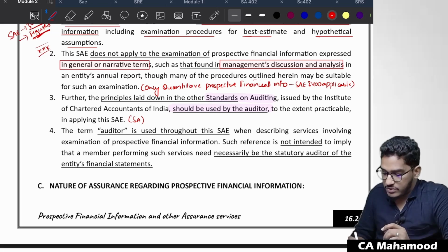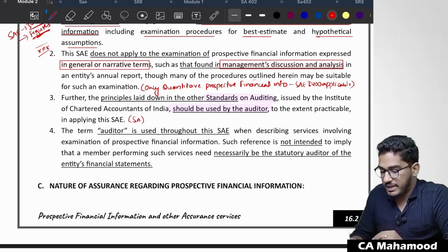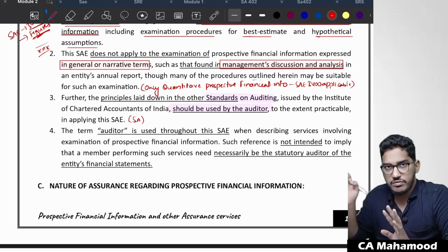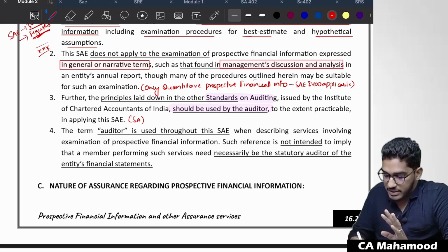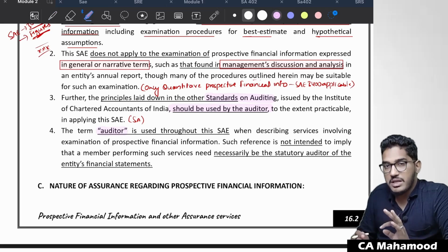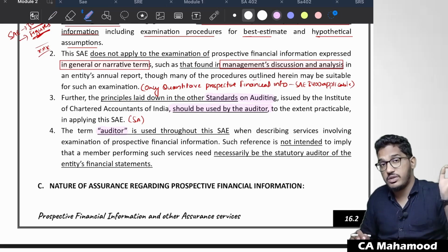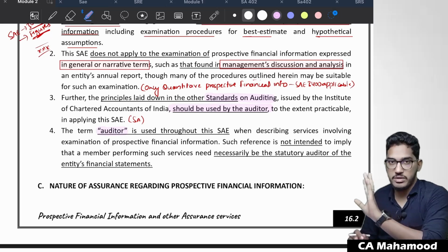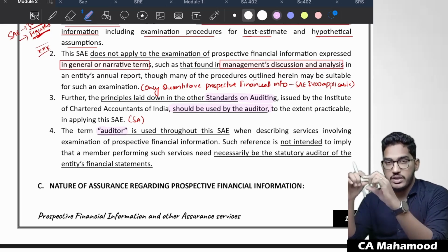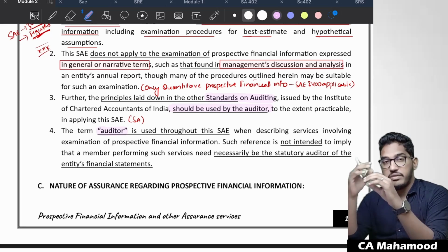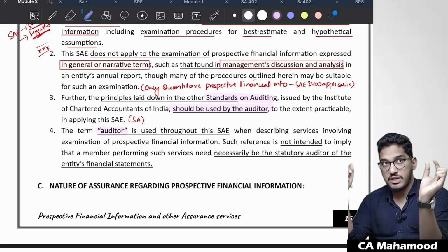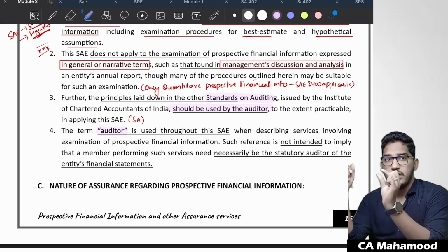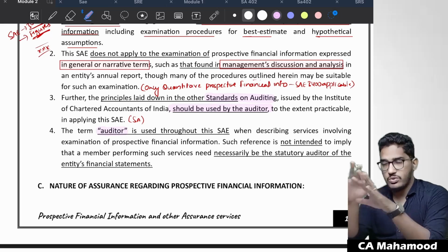The term auditor is used throughout this SAE. See, in this complete SAE 3400 also, they use the phrase auditor only. You are conducting audit of future financial information, they will say. But just because they are using the term auditor, it doesn't mean that the person who has conducted the audit of historical financial information is also verifying the future financial information. There's no such requirement. They generally use the phrase auditor, the auditor verifying the future financial information. That doesn't mean the person who is conducting the audit of historical financial information should be doing verification of future financial information. There is no such requirement.